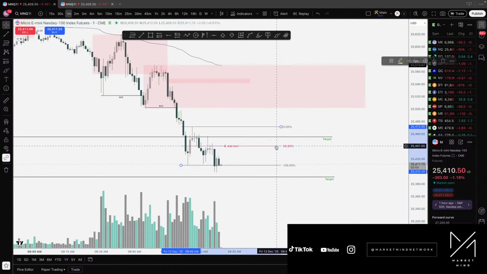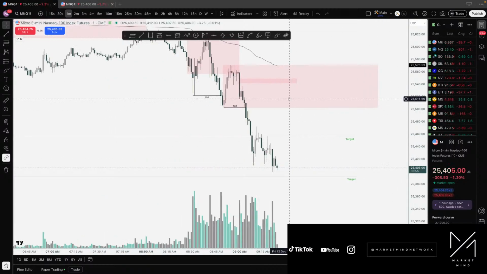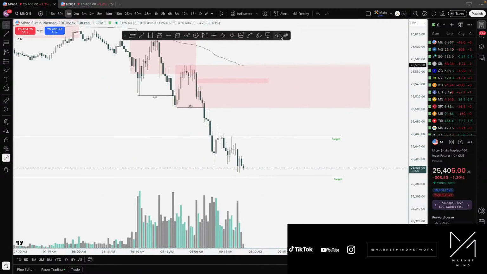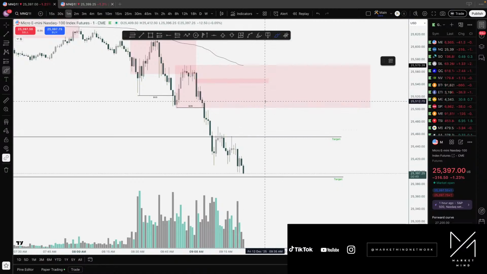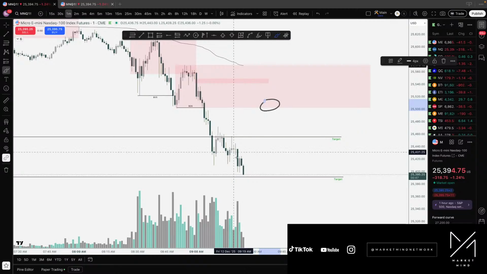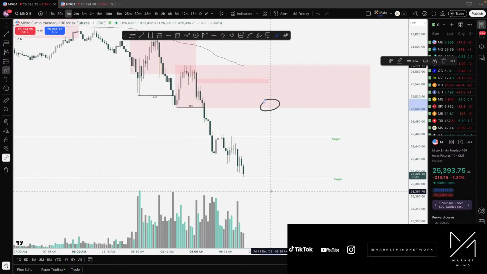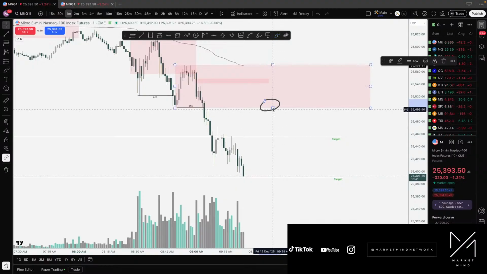I wouldn't take these. These are counter trading, so I usually don't take them. I wait for price to come at least. A better trade for me would be price coming here, especially since we're heavily in a downtrend. It doesn't make sense to take counter trades. So why not just trade with the trend, right?